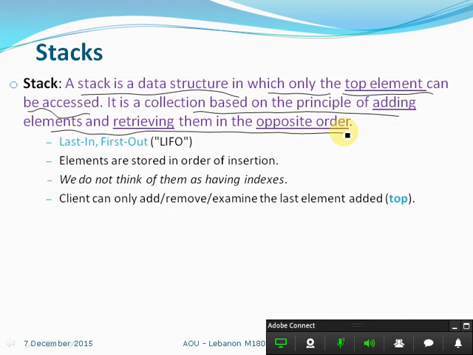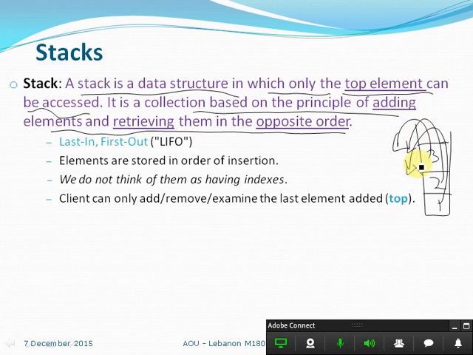Now how will it be? For example, this is a stack. You add the elements. First you add, for example, 1 to it, then add 2, add 3. 3 elements are added. Now if you want to remove the elements from the stack, it is in the reverse order. First you take 3, then you take 2, and then you take 1. First it comes 3, 2, 1. So the insertion and the removal are in the opposite order.